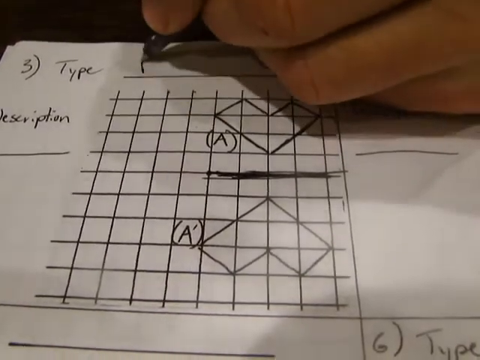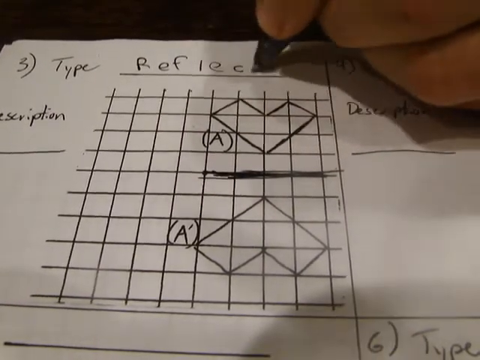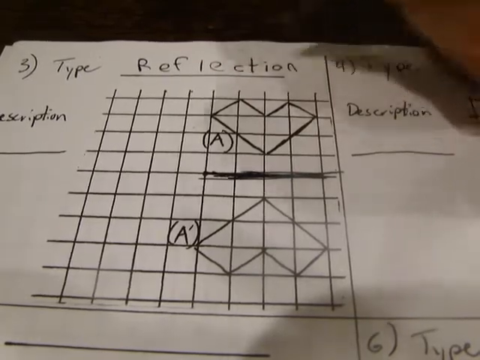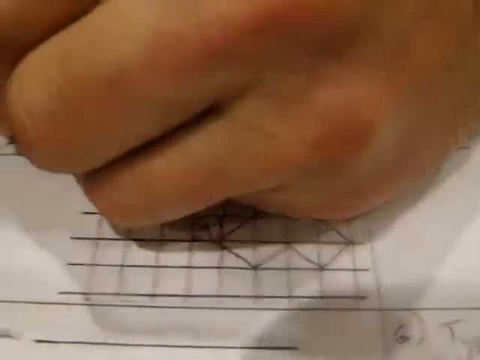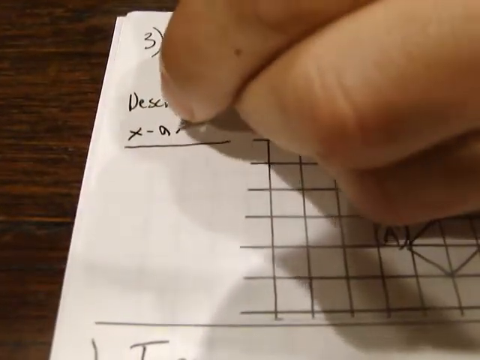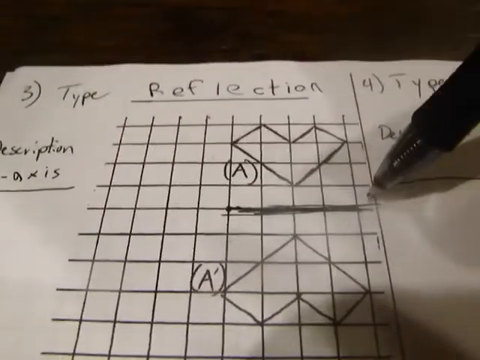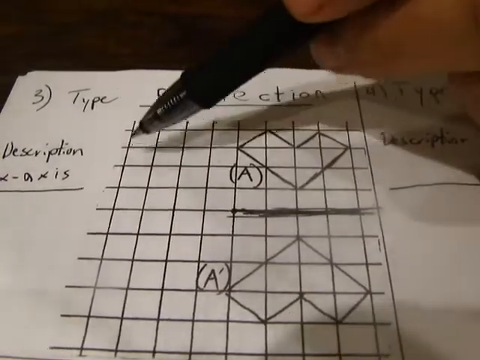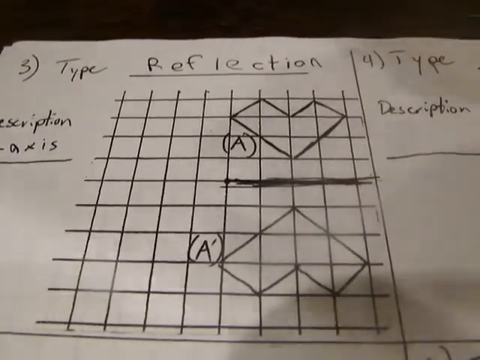So first thing I'm going to do, I'm going to label it a reflection. And then I'm going to say it is a reflection over the x-axis. So I'm going to name it here. It's a reflection over the x-axis. What that means is that the line of reflection, where it's bounced over, is the x-axis. If it was over here, that would be the y-axis, but it's not. This is a reflection over the x-axis.